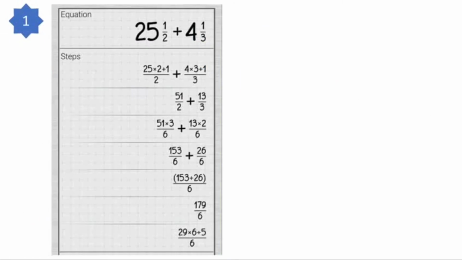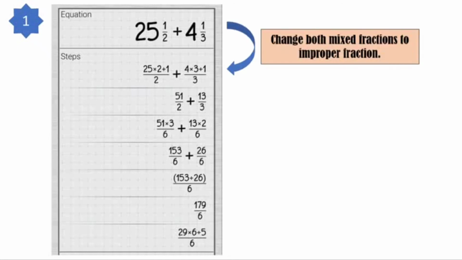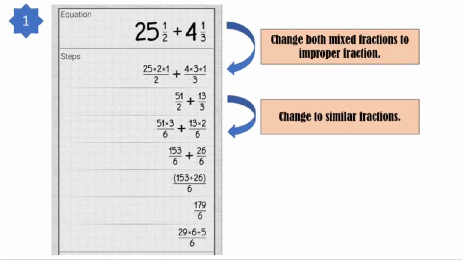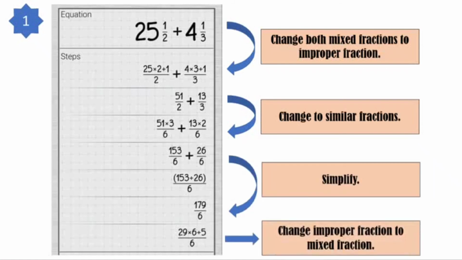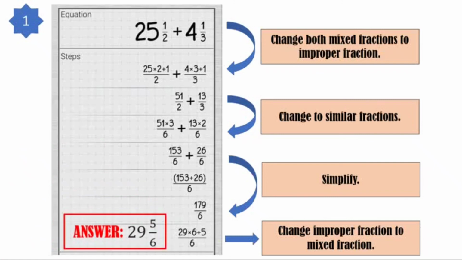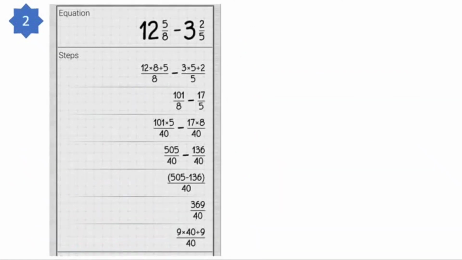Let's have these equations. Number 1, 25 1/2 plus 4 1/3. Step 1, change both mixed fractions to improper fractions. Step 2, change to similar fractions. Step 3, simplify. And change improper fraction to mixed fraction. Answer, 29 and 5/6.